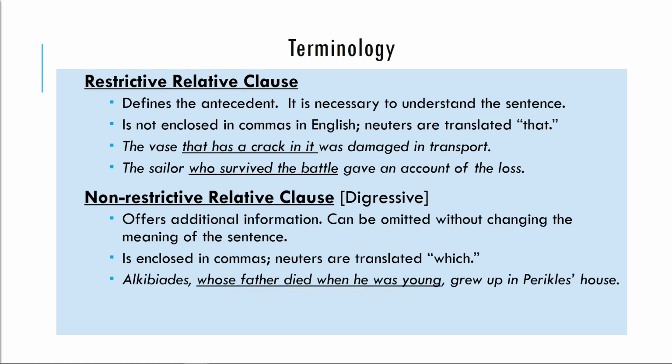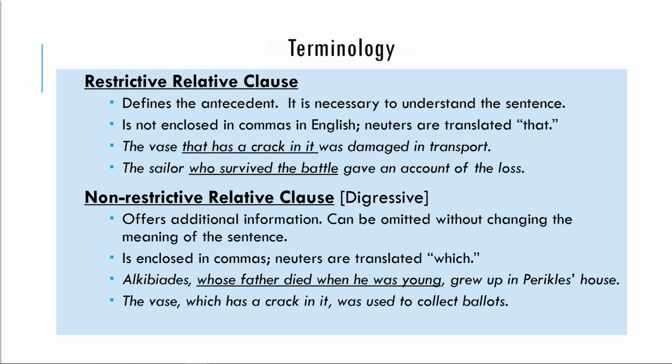So Alcibiades, whose father died when he was young, grew up in Pericles' house. That's not information we need to have. It's not necessary for the meaning of the sentence. It just adds additional information, as opposed to the sailor who survived the battle, which is telling me which sailor. The vase, which has a crack in it, was used to collect ballots. The fact that it has a crack is incidental in this sentence. So we use "which" and we put it in commas, whereas in the first example, the vase that has a crack in it is defining which vase we're talking about. So that's the difference between restrictive and non-restrictive clauses.